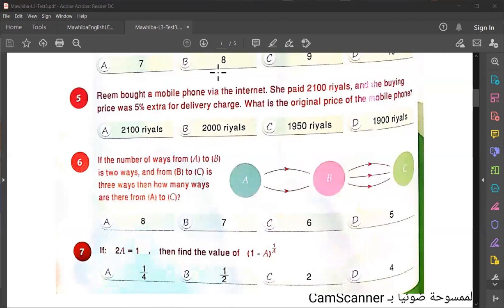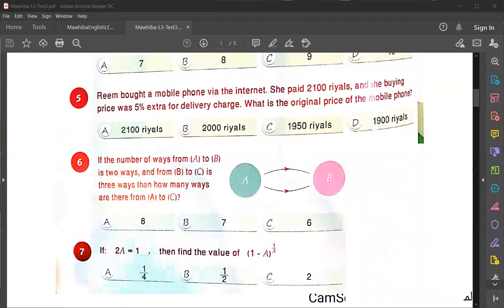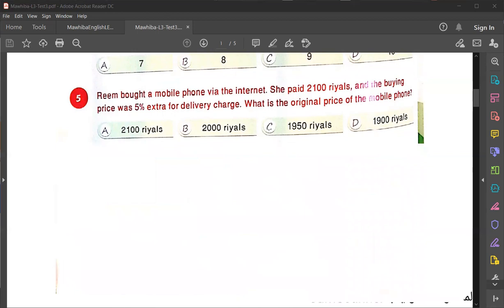We will take number 5. You must understand how to solve the problems, and you must understand the questions. Reem bought a mobile phone via the internet. She paid 2,100 riyals, and the buying price included 5% extra for delivery charge. What is the original price of the mobile phone?